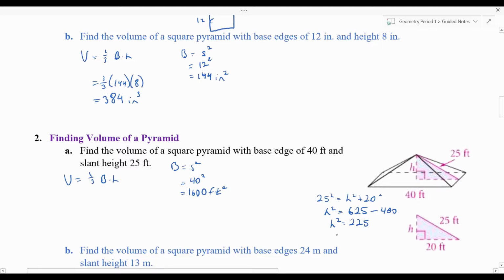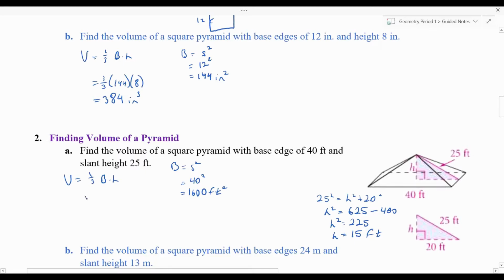And to get h by itself, I take the square root of both sides, and the square root of 225 happens to be 15. And the units of this happens to be 15 feet, right? So it's 15 feet. Now that I have the area of the base right here, and now that I have the height, I can go and plug those numbers in.